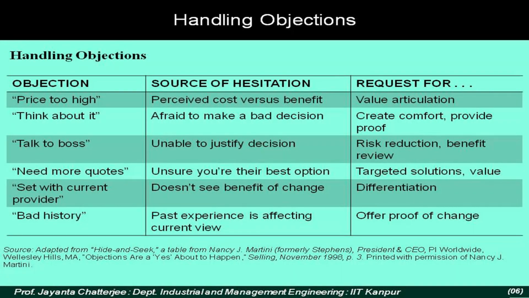So this particular table is actually obtained from a research article or a practitioner's article as well. It is called Hide and Seek, or the objections are a yes about to happen. Excellent title. Objections are yes about to happen. That means the objections are often apparently negative signals that are subtle clues to convert them into positive supporting thoughts in the customer's mind.